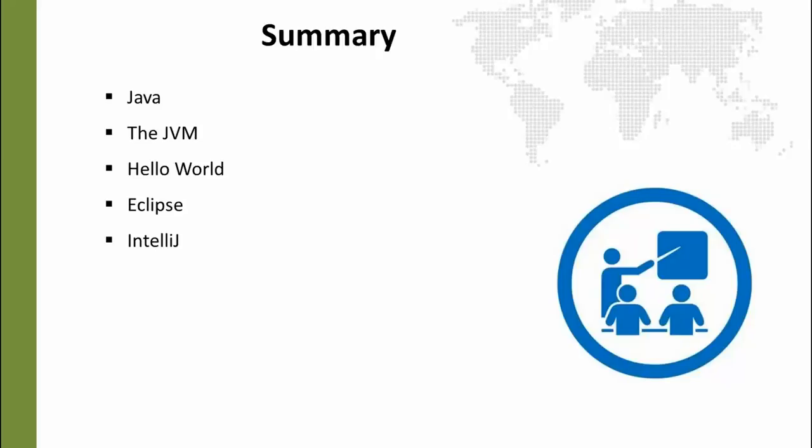Then we talked a little bit about packages, and we saw how packages could be used to group your source code and to make it easier to find things and organize your source code and prevent name-based collisions, naming collisions.